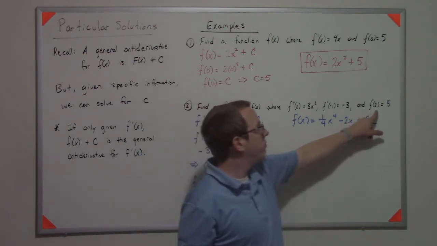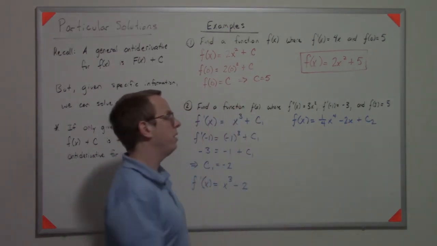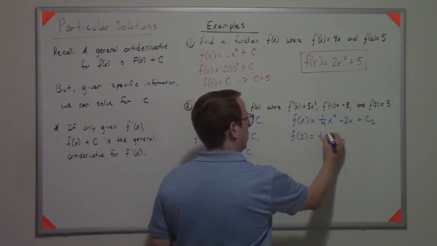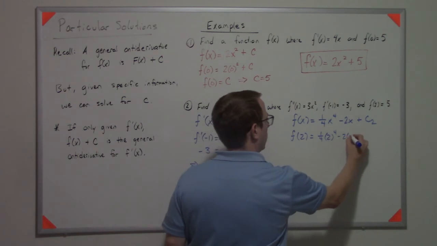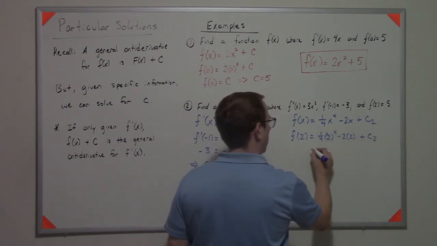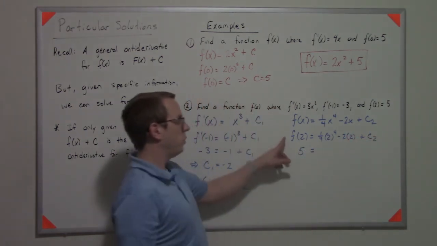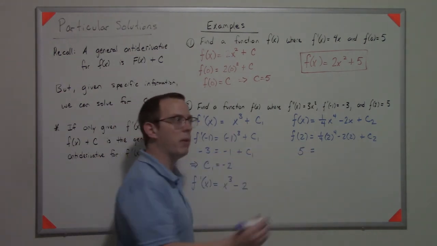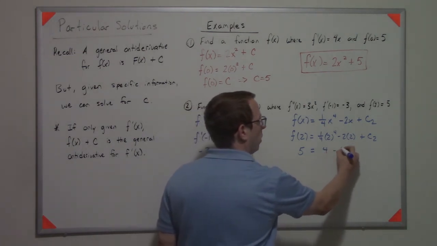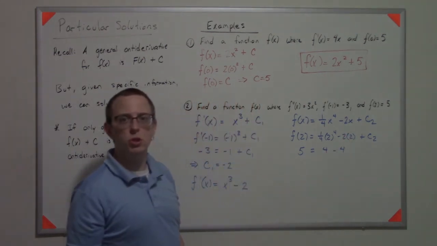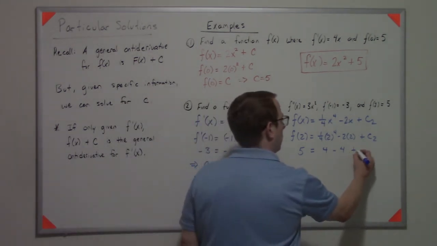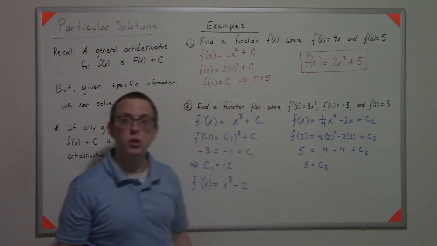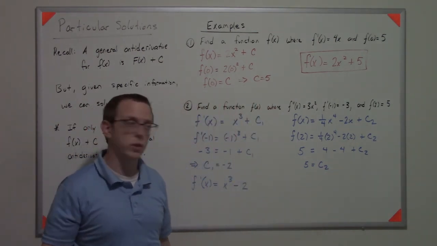Now I have this information that f of 2 is 5. When I multiply this out, 2 to the 4th is 16, divided by 4 is 4. 2 times 2 is 4, obviously. So that leaves that c2 is just 5, so we didn't actually have to work that hard for this one.